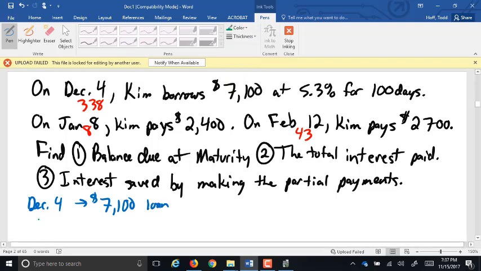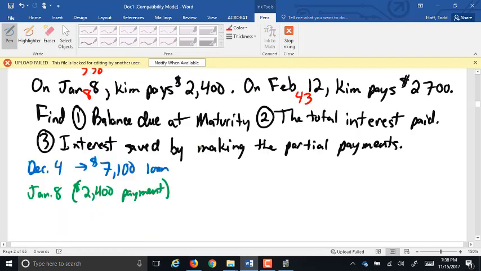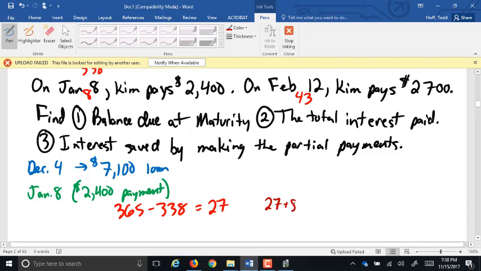Our next action is January 8th, a $2,400 payment. We need to find our days there. Well, we go from 338 to the end of the year. So 365 minus 338, which is 27. And then 27 plus 8 gives us 35 days.